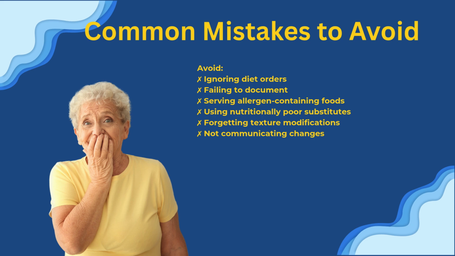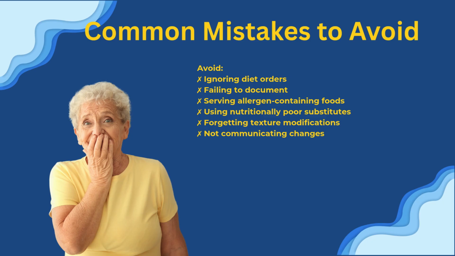Common mistakes to avoid when making menu substitutions include failing to follow the resident's prescribed diet order, overlooking food allergies or intolerances, serving foods with the wrong texture, and selecting substitutes that are not nutritionally comparable to the original menu item. Other common errors include failing to document substitutions, not communicating changes to kitchen or care staff, and neglecting to review ingredient labels for potential allergens.